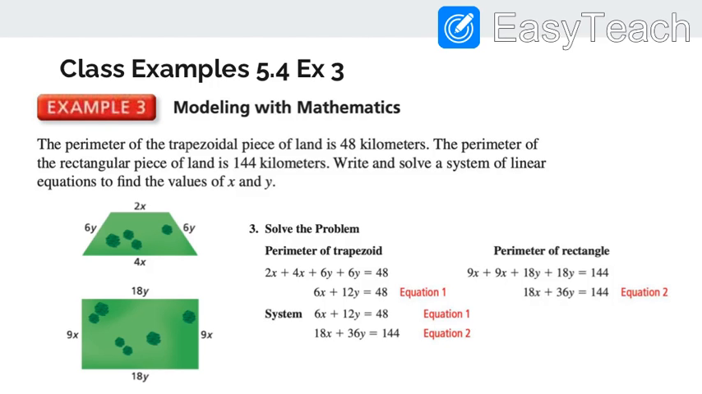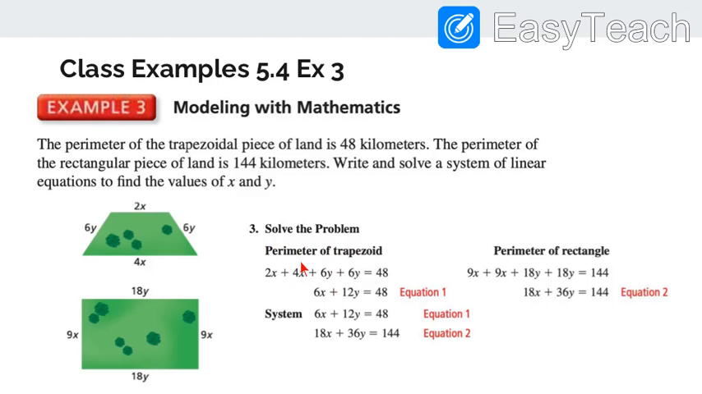Alright, the last one here, we're just going to walk through an example. They gave us a very mathy example, so I'm just going to let that be known ahead of time. They're saying that there's a perimeter of a trapezoidal piece of land and a rectangular piece of land. They give the totals for the perimeters, 48 and 144, and you're supposed to figure out what these other lengths are.